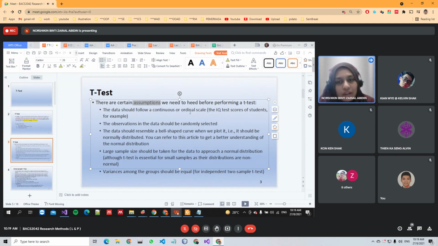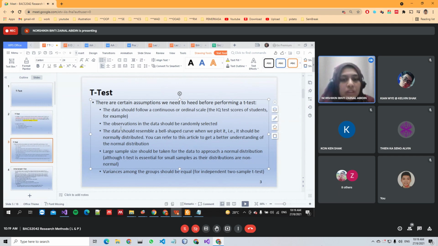The data should follow a continuous or ordinal scale. This is a type of data, for example the IQ test score of students. And then the observations in the data should be randomly selected.